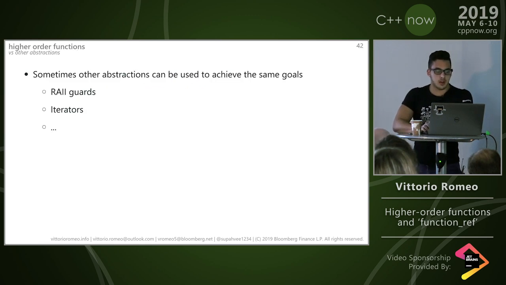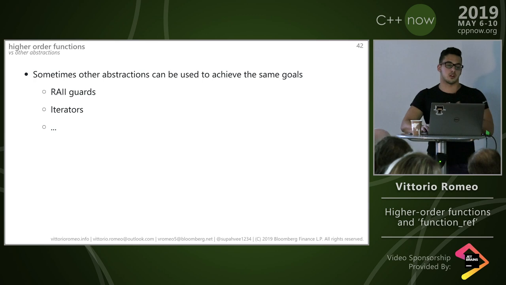Okay, another interesting thing that I researched as part of this talk is how higher order functions compare to other abstractions when both can achieve the same result. And I compared higher order functions against RAII guards and iterators, but there are probably other things you can compare them against.